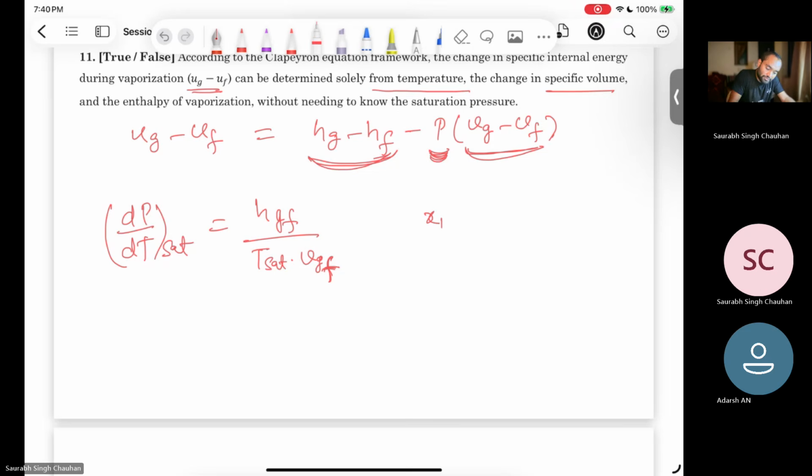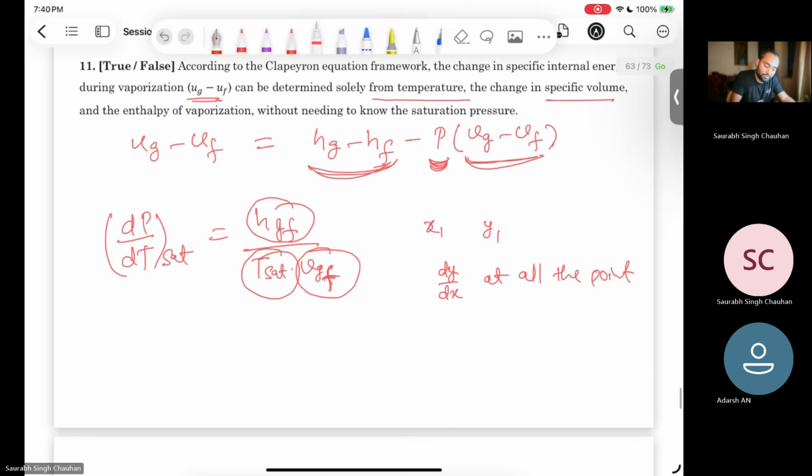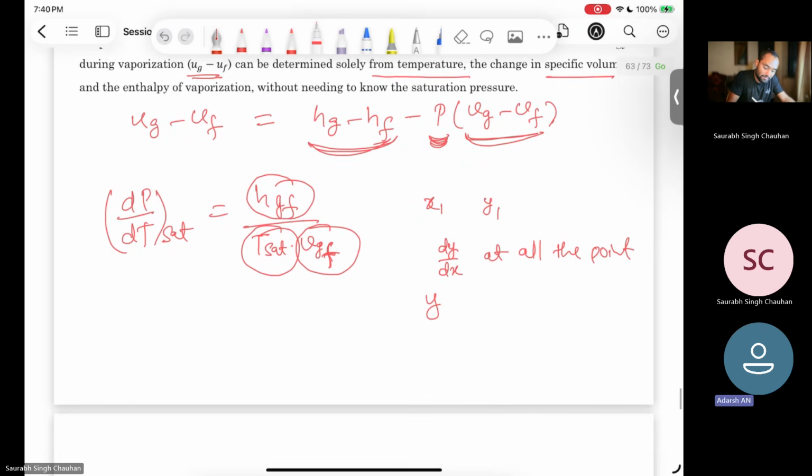Like if you know x1, y1 at a particular point, and you know dy by dx at all the points, because we know this hfg at all the points, temperature at all the points, this v at all the points. It is written in the question that we know these values. So dy by dx we know at all the points, then we can calculate y at any arbitrary point, right? What will be y?